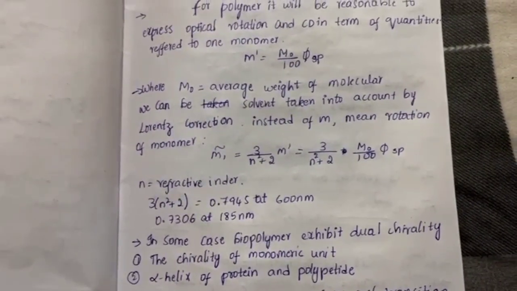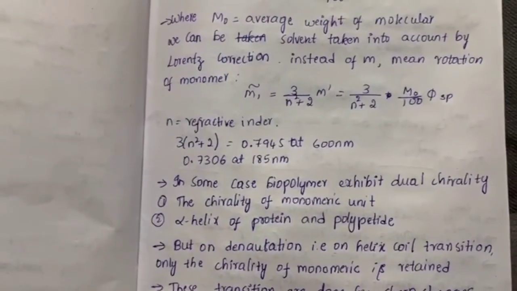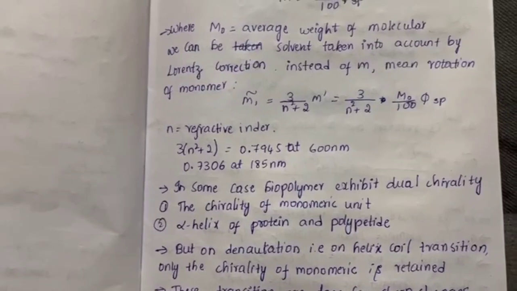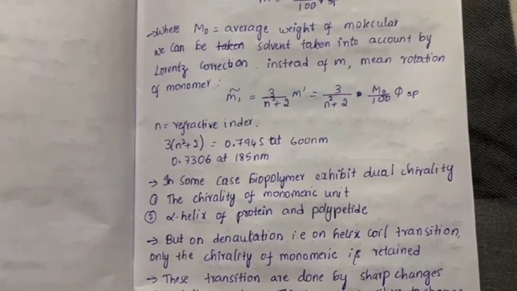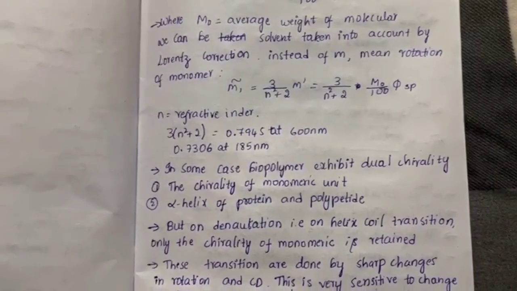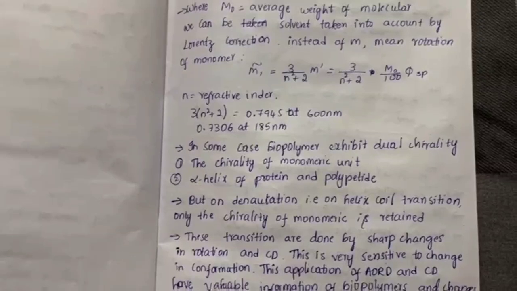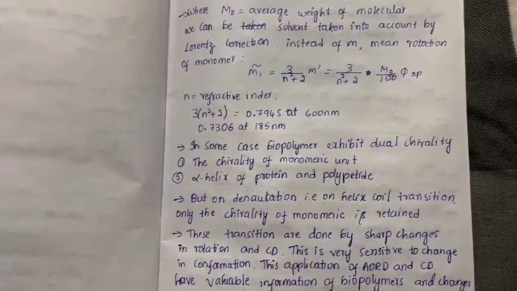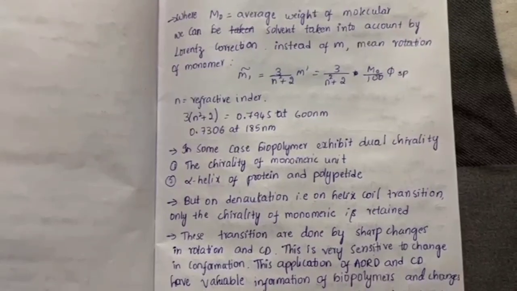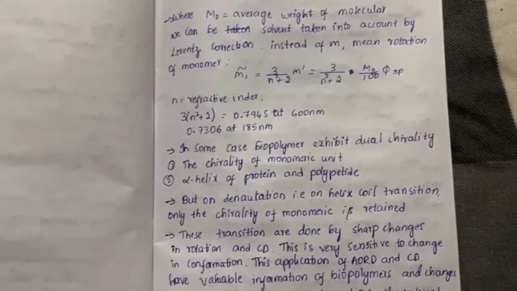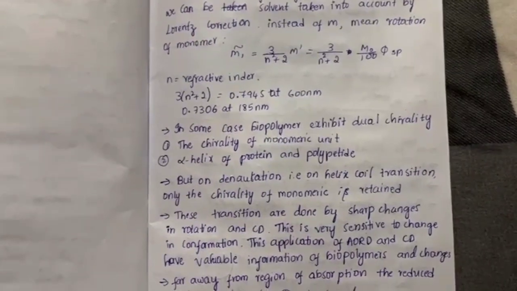The chirality of the monomeric unit, and then the alpha helix of proteins and polypeptides. But on denaturation, that is on helix-coil transition, only the chirality of the monomer is retained. This transition is accompanied by sharp changes in rotation and CD. This is very sensitive to conformational change, so the application of ORD and CD gives valuable information on biopolymers and their changes.